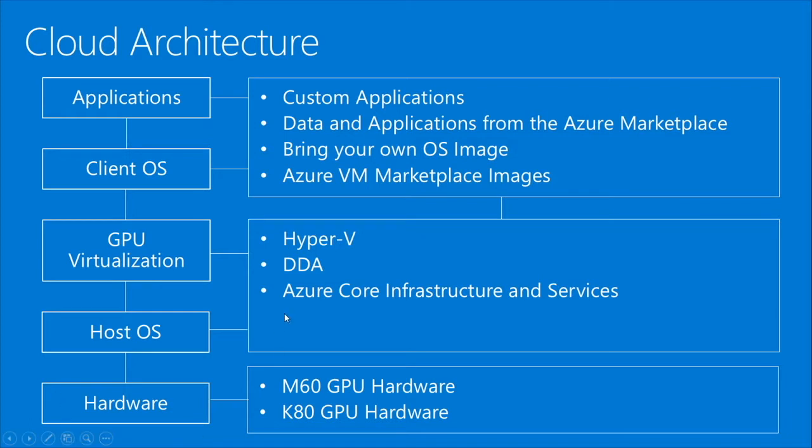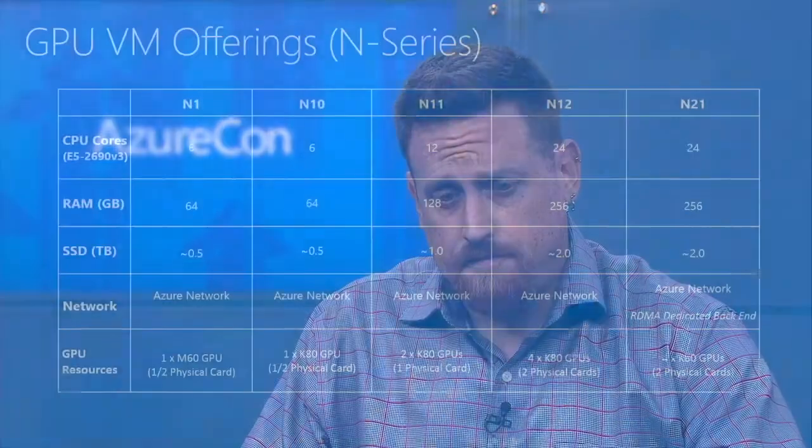We're really excited because the virtualization that we're bringing with GPUs is done through Hyper-V using discrete device assignment, or DDA, that allows for the GPU to be passed through with minimal performance impact. This is built on top of our Azure core infrastructure and services, so all of your standard experiences will remain the same. We're really excited to be bringing the M60 GPU hardware for Quadro high-end enterprise graphics needs, as well as the K80 GPU hardware, which is best of class for GPU compute.